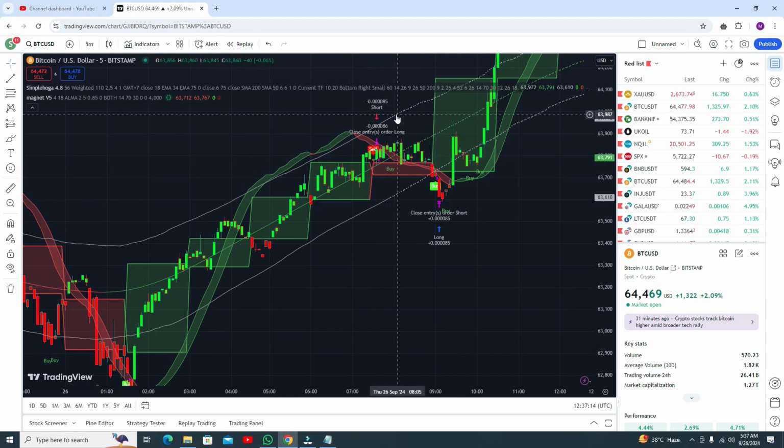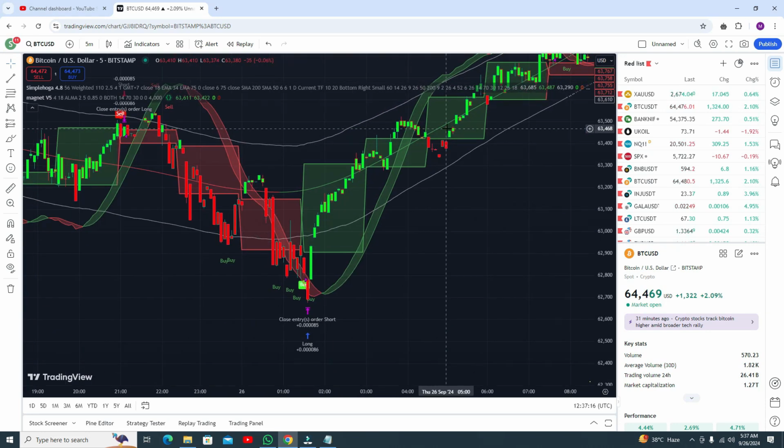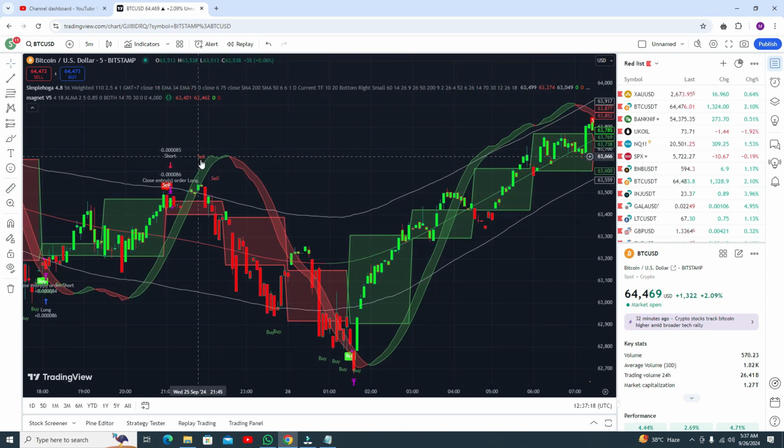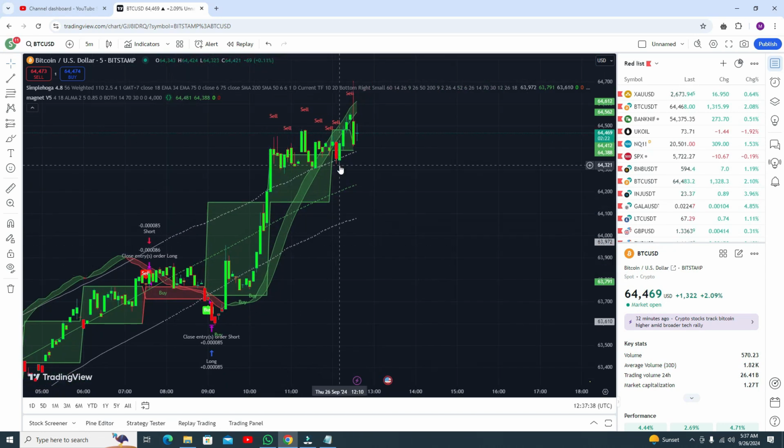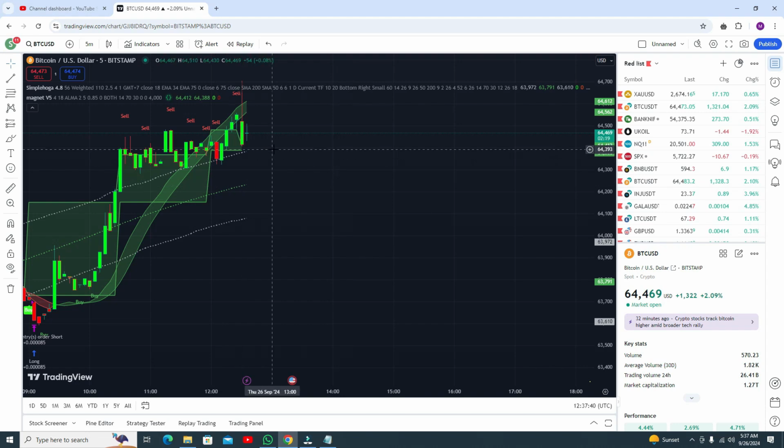Okay, now this is the sell trade. You are not getting any sell signal. I'm talking about these sell signals. Okay, this one, not this one. I'm talking about this one. So you can see you are not getting a sell signal here, so you do not need to go for the sell trade. And here you can see the buy signal and the shadow green, so you can go for the buy trade, and you can see you got amazing profit here.